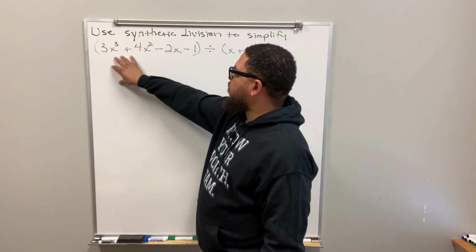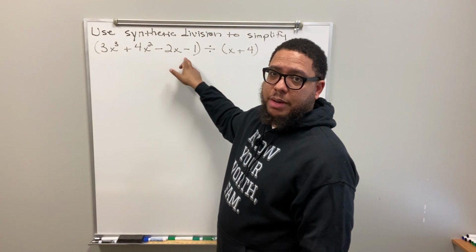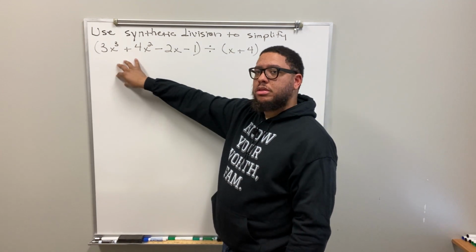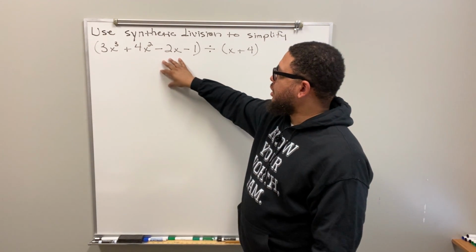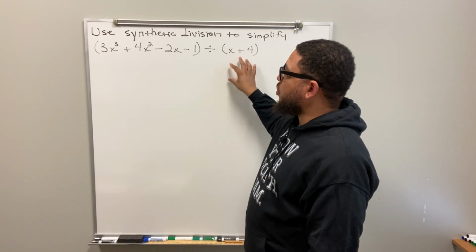We have this polynomial expression, 3x cubed plus 4x squared minus 2x minus 1. This is called our dividend, right? The first expression is the dividend, followed by the divisor. This x plus 4 is our divisor.